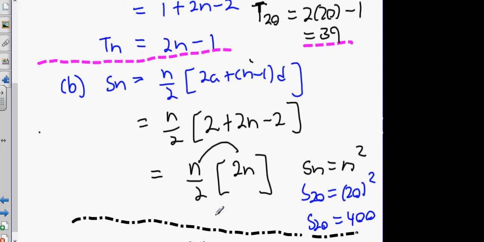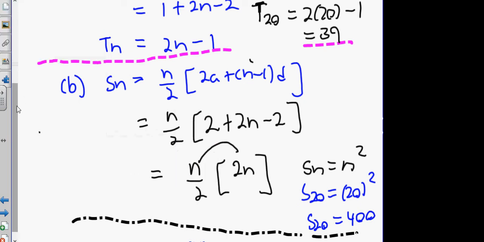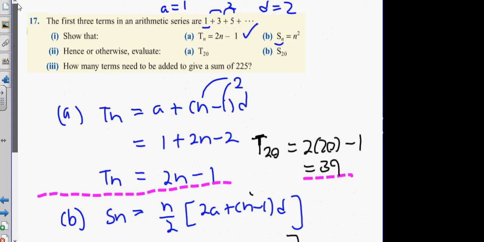We're on part C of this question now. How many terms are needed to give a sum of 225? Key word here, okay, a sum. A sum is the S of n formula, not the T of n formula. If it said a term of 225, that's T of n. But this is looking for S of n equals 225.